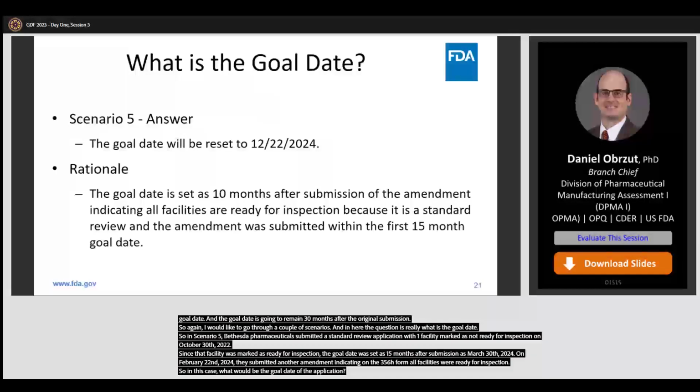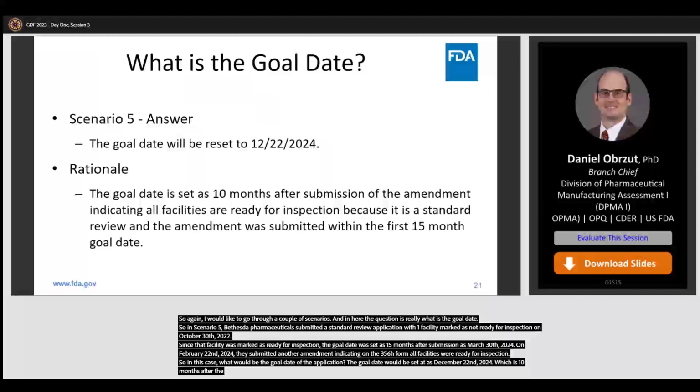The goal date would be set as December 22nd, 2024, which is 10 months after the submission of the amendment, since that amendment was submitted within the first 15-month goal date.